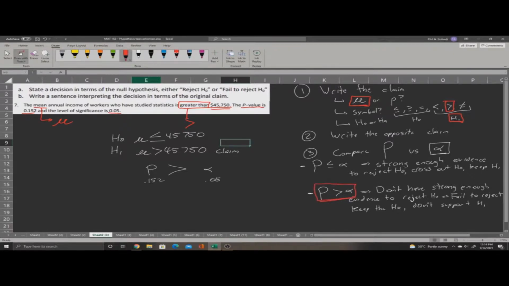That means we don't have strong enough evidence to cross out the null. This means we have no choice but to keep the null. So we'll draw a green box around that. It means we cannot support the alternate hypothesis. Now notice the alternate hypothesis is also the claim. So what we write here is we do not support the alternate hypothesis.